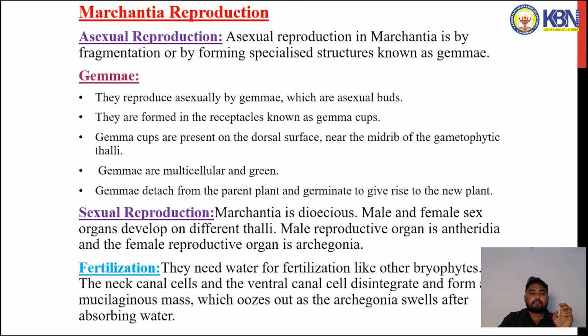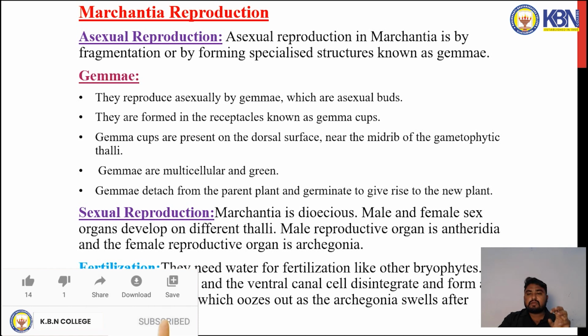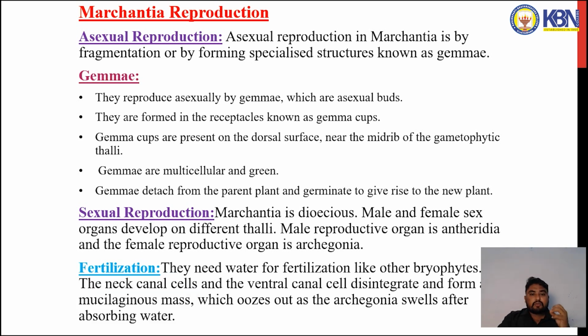Now the reproduction of Marchantia, first the asexual reproduction. Asexual reproduction in Marchantia is by fragmentation or by forming specialized structures known as gemmae. They reproduce asexually by gemmae, which are asexual buds. They are formed in receptacles known as gemma cups. Gemma cups are present on the dorsal surface near the midrib of the gametophyte thalli. The gemmae are multicellular and green. The gemmae detach from the parent plant and germinate to give rise to new plants.